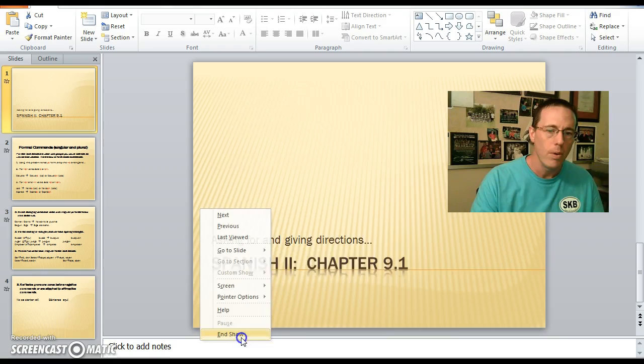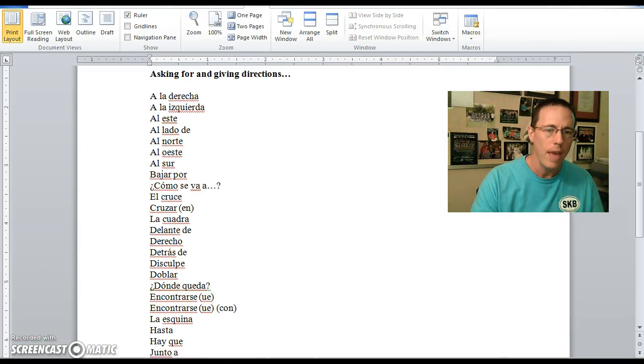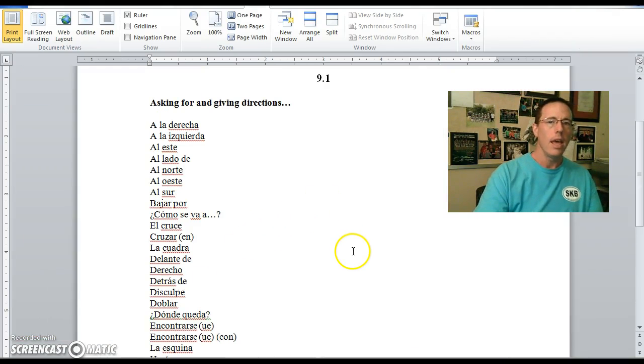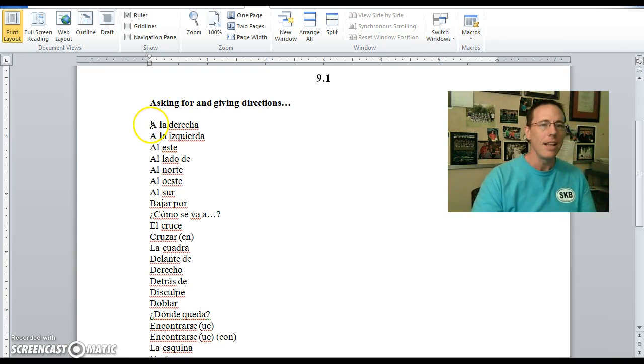Okay, at this point, we'll switch over to vocabulary real quick. And here we go, asking for and giving directions. A la derecha means to the right. A la izquierda means to the left. Al este is to the east. Al lado de is next to or beside. Al norte is to the north. Al oeste is to the west. Al sur is to the south.